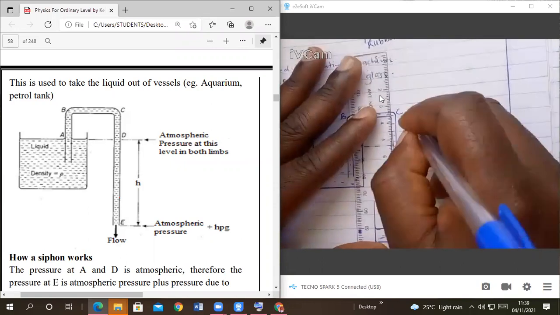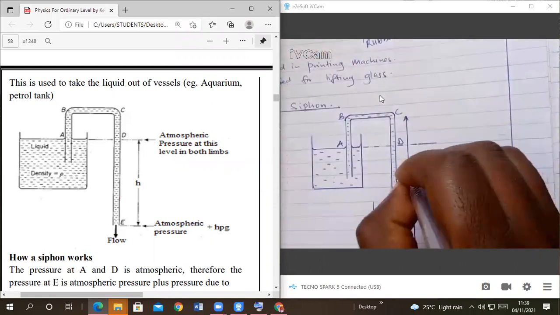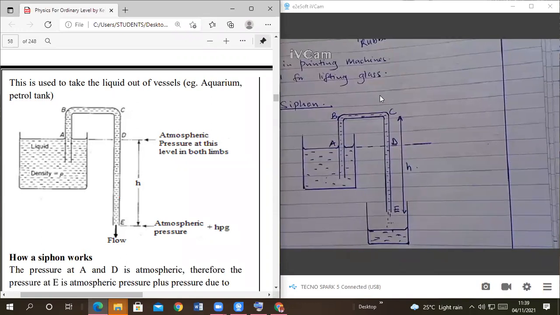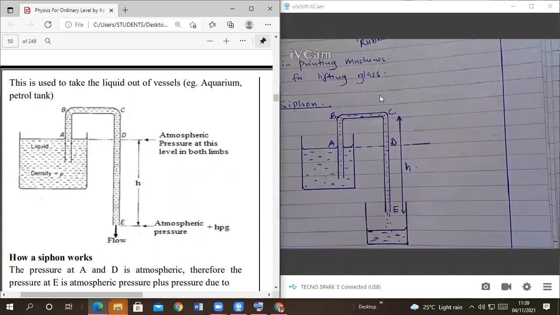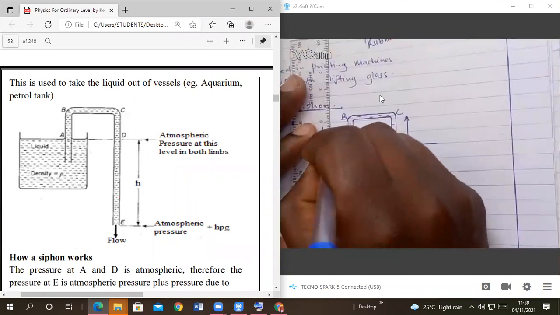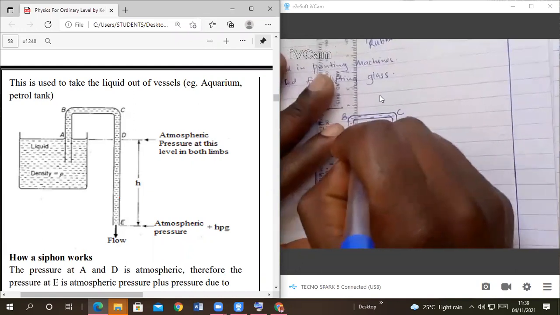Okay, so this is H. Have you finished drawing? So here we can put arrows to show that there is atmospheric pressure.